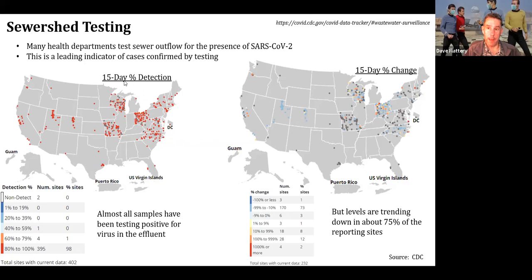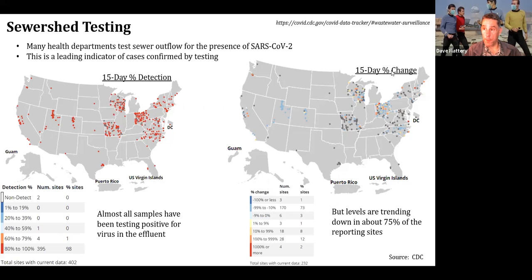One is the 15-day percent detection, where red is 80 to 100% of the samples collected were positive for COVID. And you can see that just about everywhere is red. There were some 4 places where it was between 60 and 80%, it's surprising that there were that many. So COVID is pretty much everywhere, which we can see from all the graphs so far.